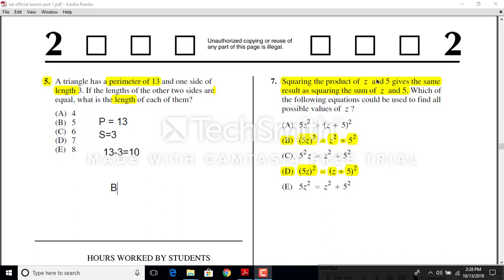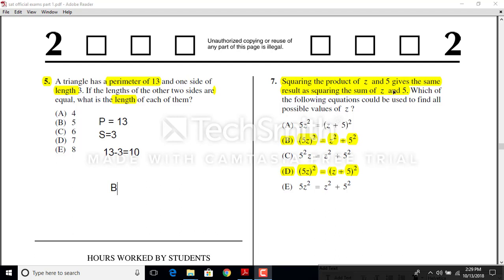Here I didn't square z alone or 5 alone. I squared their product. So first multiply z by 5. This is the trick here. z times 5 is 5z. Then square z times 5. So my answer is either B or D: 5 times z, all squared, all to power 2. Okay, either B or D.